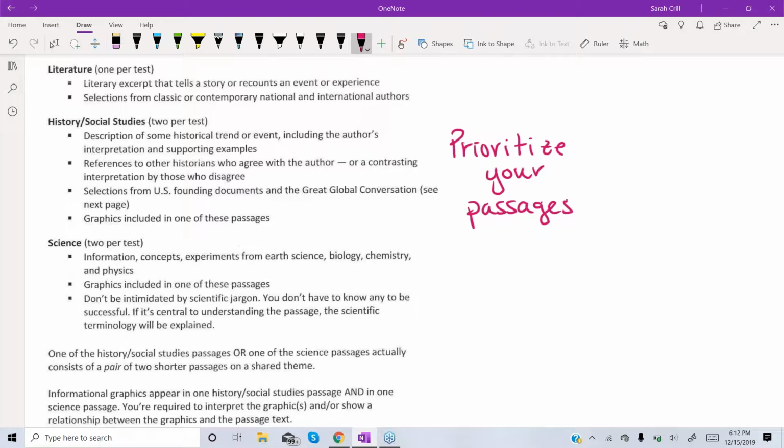We recommend doing the science passages first, then the history and social studies passages, then the literature passages. The reason why we recommend this is because science and history passages are nonfiction passages, so they're usually more likely to say what they mean more directly and literally. Versus literature is more likely to have to be interpreted, so it can be a little bit more confusing.